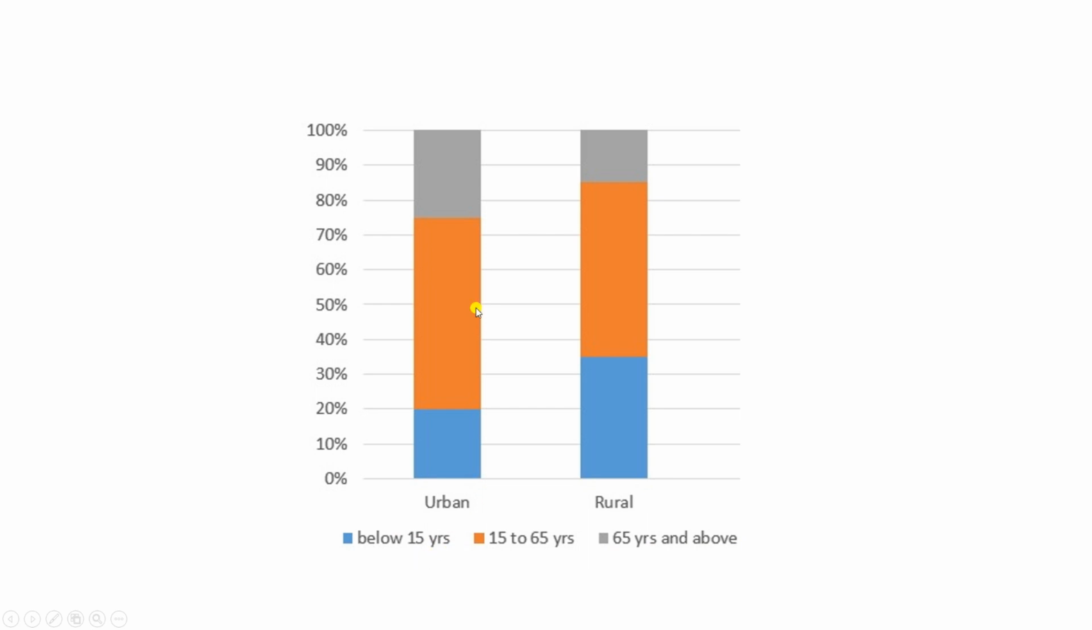So this 15 to 65 population is more in urban areas, right? Less than 15 years more in rural areas, and 65 years and above more in urban areas. So you can compare the length of these particular segments and also know which population is more in urban or rural. So this is a composite bar diagram.